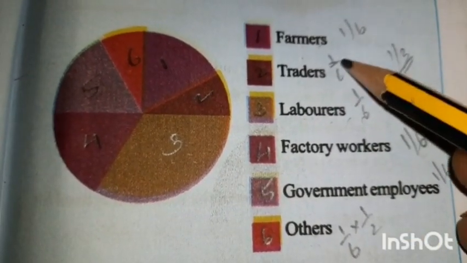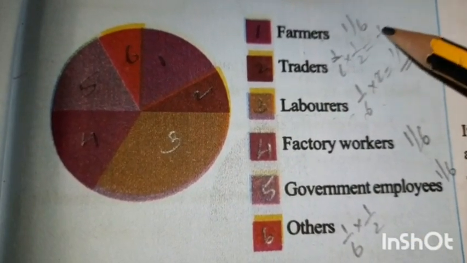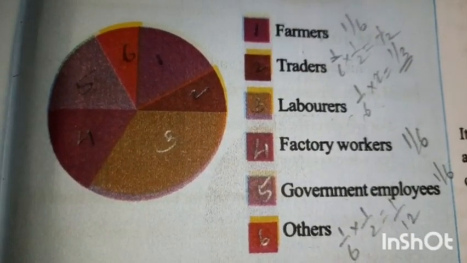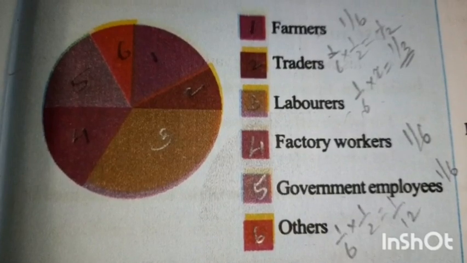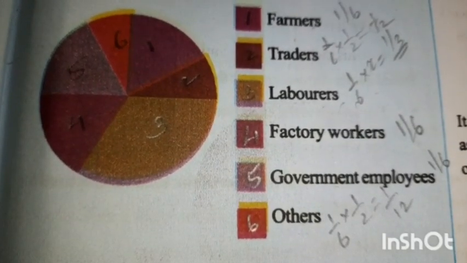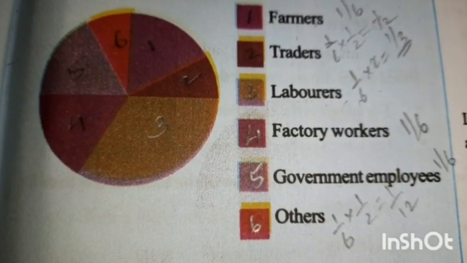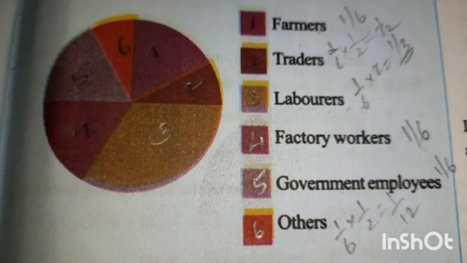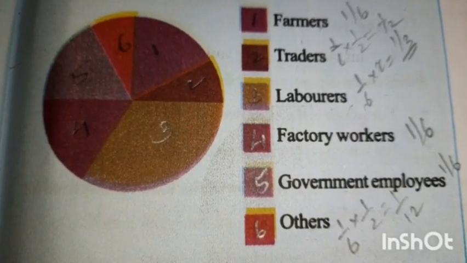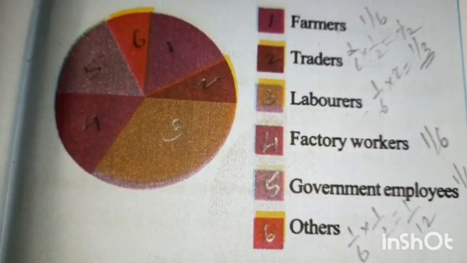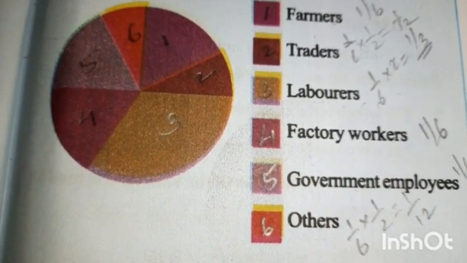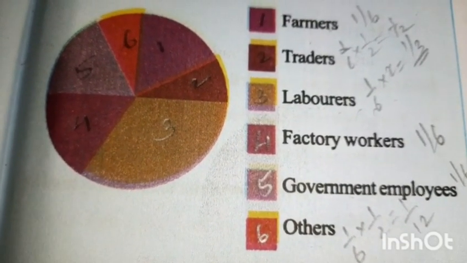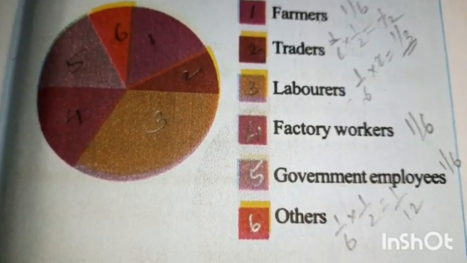1/6 into 1/2, so that is a 1/12th part. Here also a 1/12th part. These are rough fractions, and we will calculate later how much the actual correct fractions are. After drawing the pie chart, we can make our own questions. Some more questions we can write down, and write the answers.